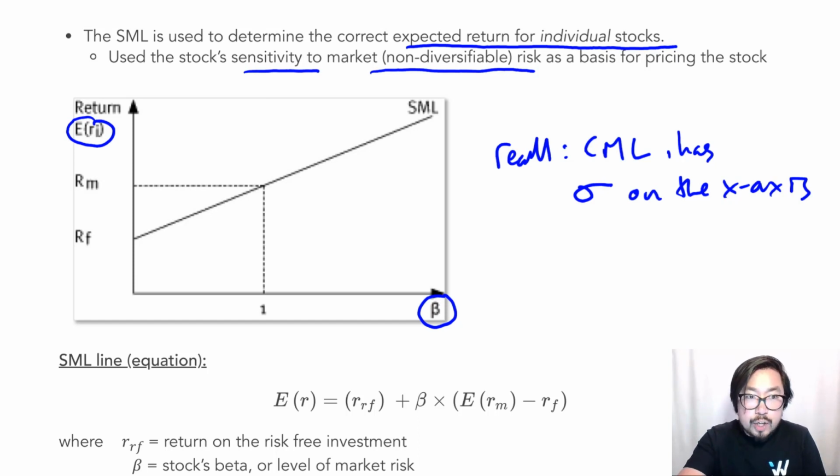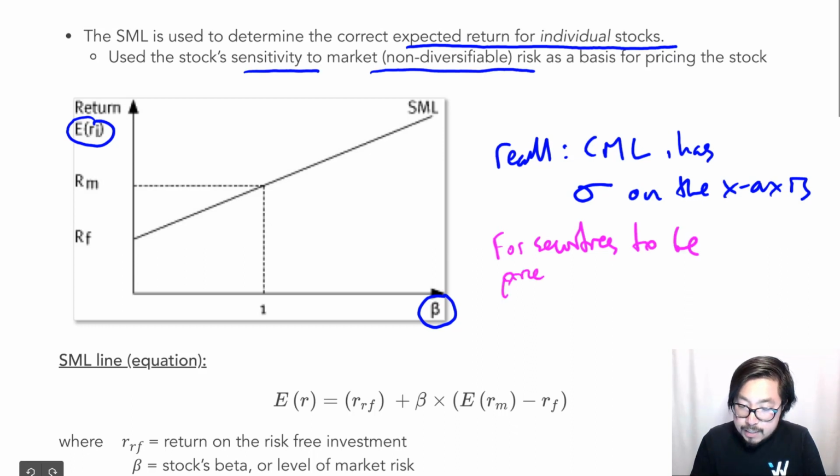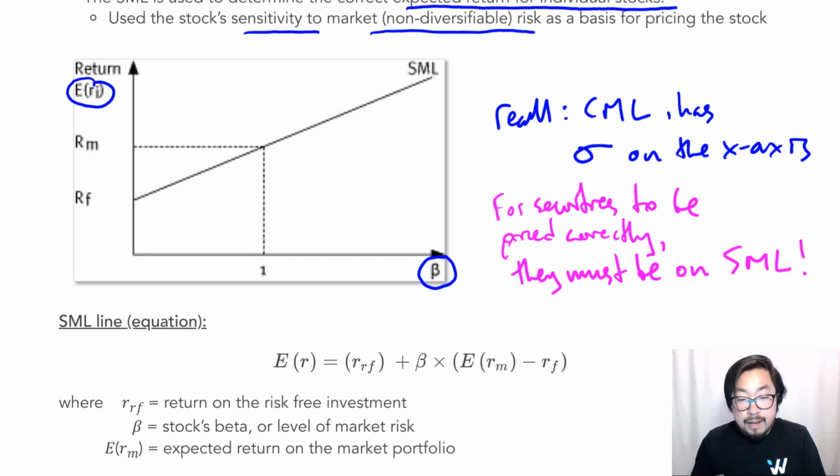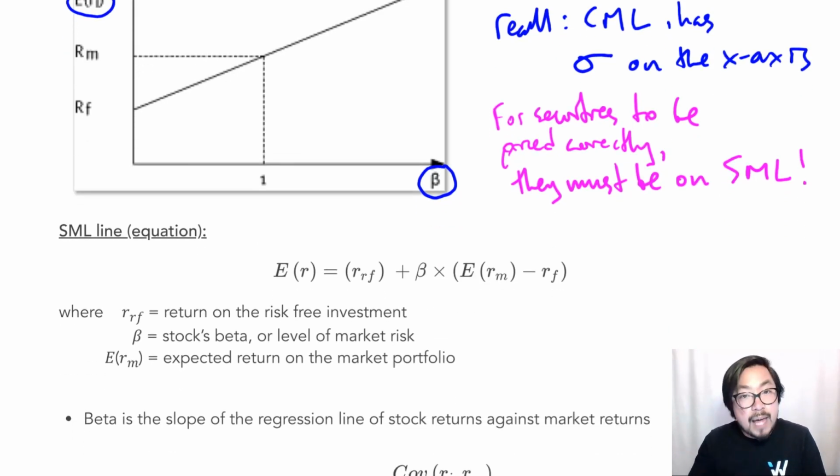And here, the argument is that for securities to be priced correctly, their expected return must lie on the SML line. So they must be on the SML. And if the expected returns are not on the SML line, then the securities are mispriced. And we'll see some examples of that shortly.